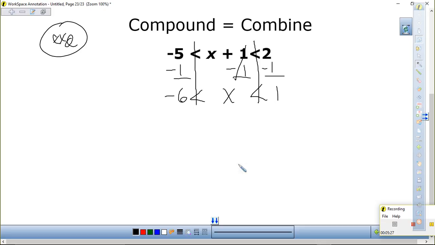Pretty cool, right? Okay, and if you have your colored pens, get those ready so that we can graph this. I'm going to get a number line going underneath.